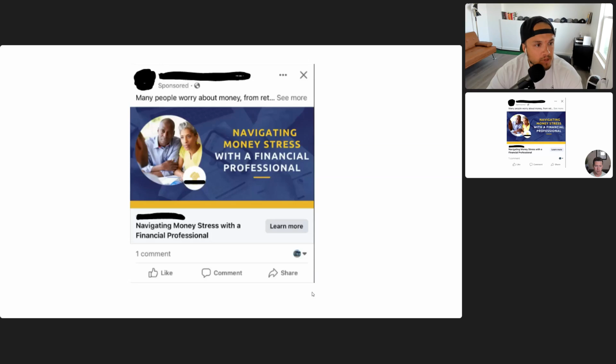All right, so next ad here, it says, many people worry about money from retirement. I guess we don't know what else it says, just because we just took the headline. And then the picture has a couple old people looking at someone, and it says, navigating money stress with a financial professional. And then the bottom still says, navigating money stress with a financial professional, and then it says, click learn more. All right, Josh, so where did we start with this one?